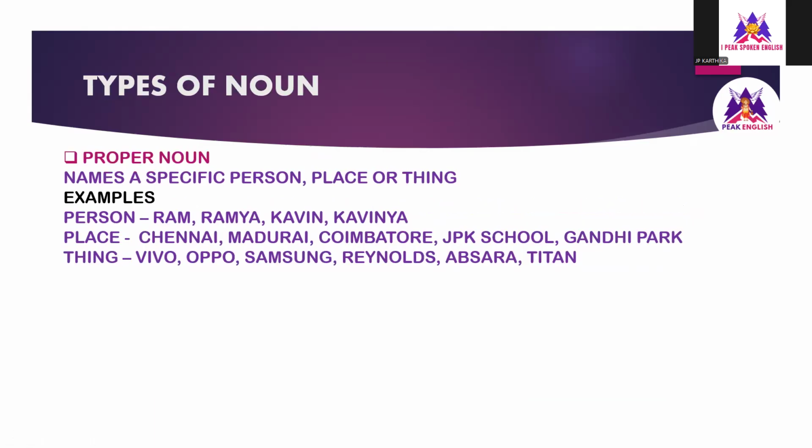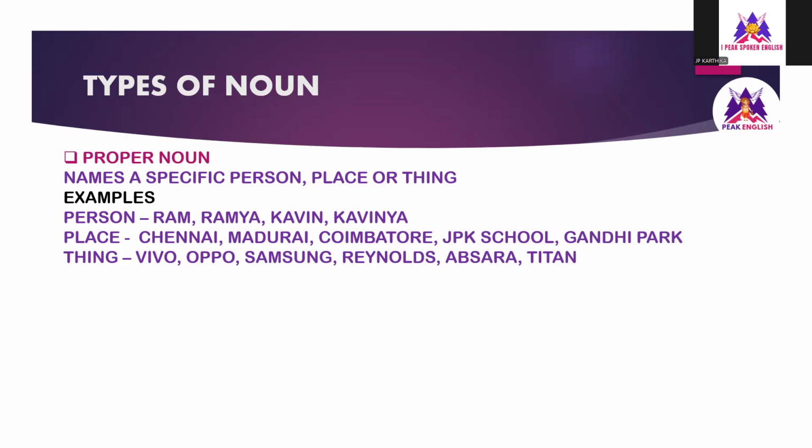And nouns have different types. Today in this video, I'm going to cover only types of noun. What is noun? Noun means naming words. And let's see the different types of nouns. Okay. First one is proper noun. What is proper noun? It names a specific person, place, or thing.